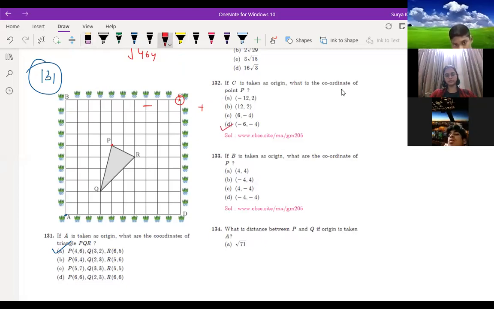So here it is -6, -4, right? If B is taken as origin, what are all the answers they are asking here? 1, 2, 3, 4. 4 comma 4, no? For B also it will be minus 4 comma minus 4. No, this will be 4 comma minus 4. C option, right? It will be minus 4 comma minus 4, right?